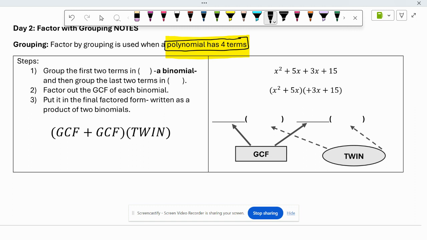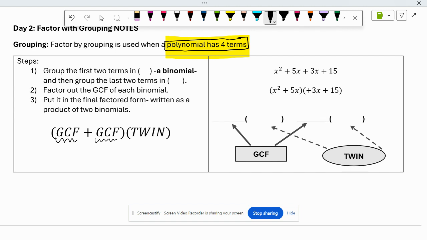So the first thing that we're going to do is group the first 2 terms in a parenthesis. We're going to make a binomial. And then we're going to group the last 2 terms in a parenthesis and create another binomial, okay? We're going to factor out the greatest common factor from each binomial, and we're going to put the final factored form written as the product of the 2 binomials. And you'll notice I wrote what it's going to look like: the greatest common factor from the first grouping plus the greatest common factor from the second grouping multiplied by the twin.